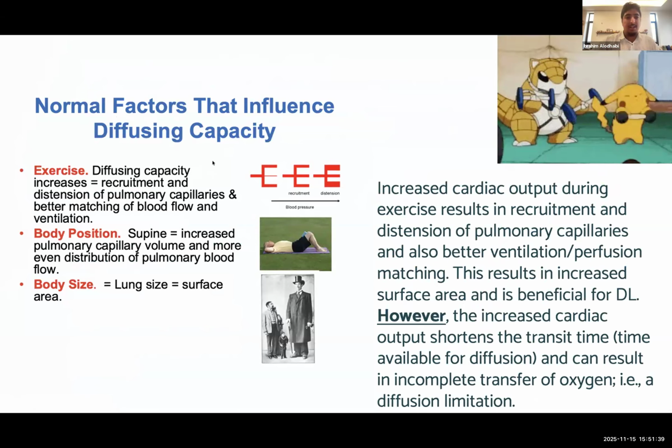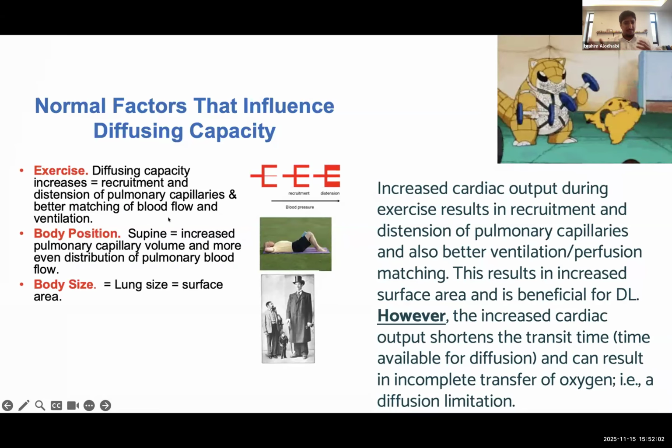Now, in their lecture, it actually says that exercise increases the recruitment and distension of pulmonary capillaries, which causes a better matching of blood flow and ventilation, essentially leading to more oxygenation. However, the option for the previous question said strenuous exercise. And what's important to note here is that increased cardiac output during exercise will recruit the pulmonary capillaries and cause for better ventilation and perfusion.